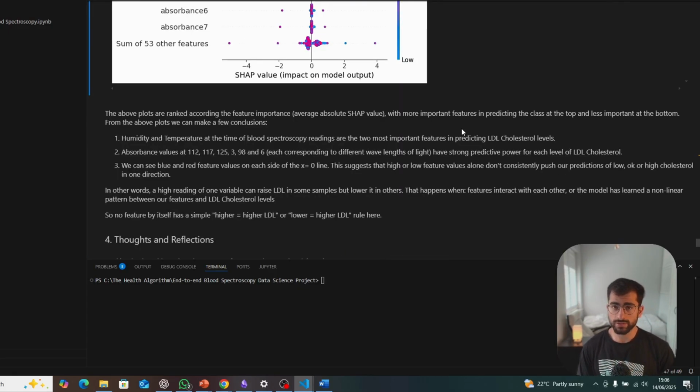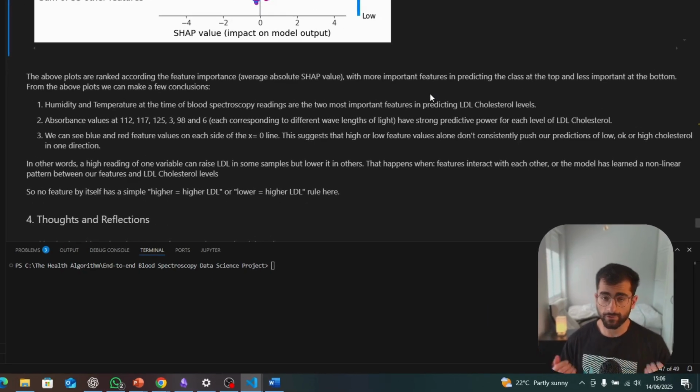There are a few conclusions that we can make from these graphs. First, according to SHAP, both humidity and temperature at the time of the blood spectroscopy readings are the two most important features in predicting LDL cholesterol levels. The absorbance values at 112, 117, 125, 3, and 98, and 6, which each correspond to different wavelengths of light, have strong predictive power of each level of LDL cholesterol. So these absorbance numbers appeared as the top 10 features for predicting each of our classes.